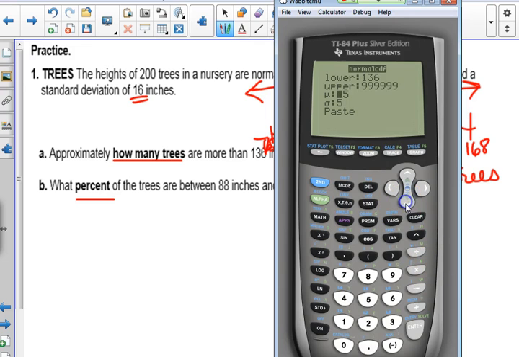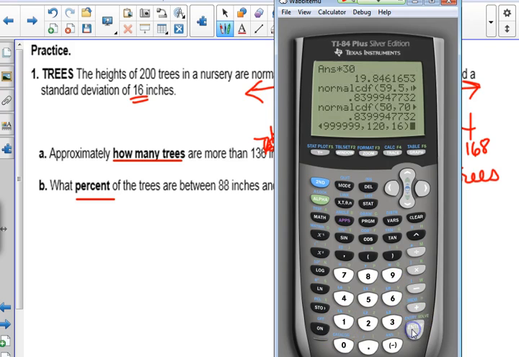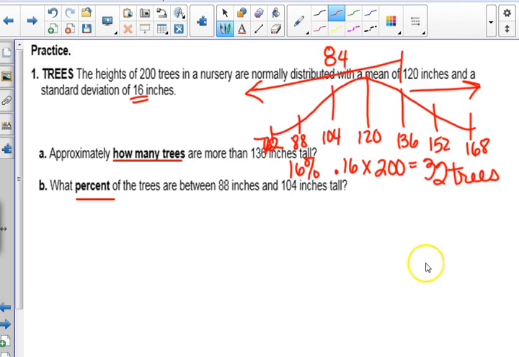Okay. And then the mean was what? 120 and 16. Okay. So we'd get a decimal, which is almost that. And then if we multiplied by, what did we have? 220 trees or 200 trees? Okay. So I got 31.7. Is that still going to round to 32 trees?